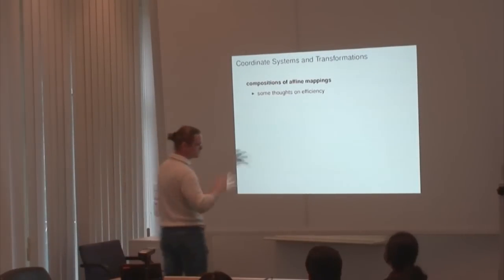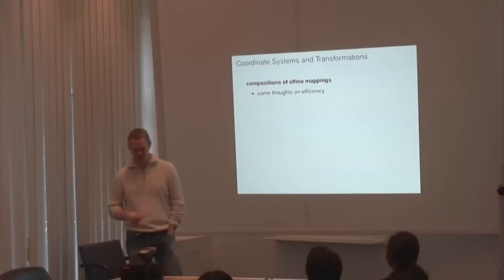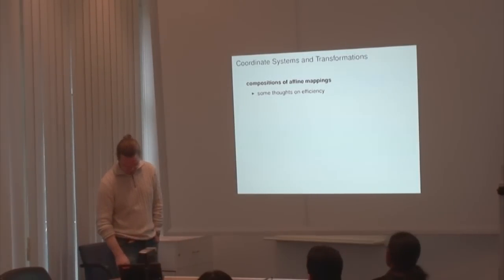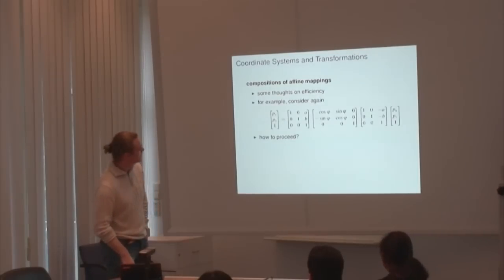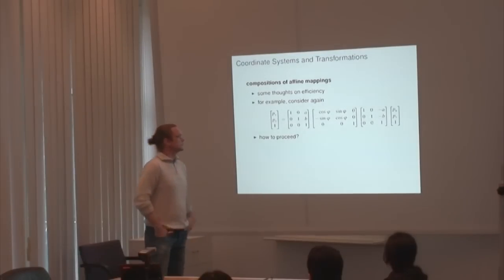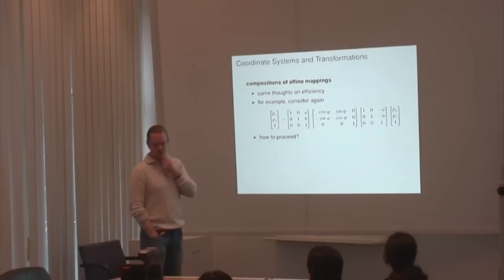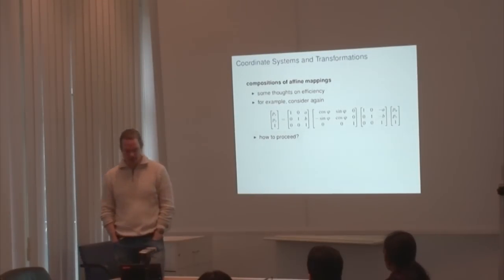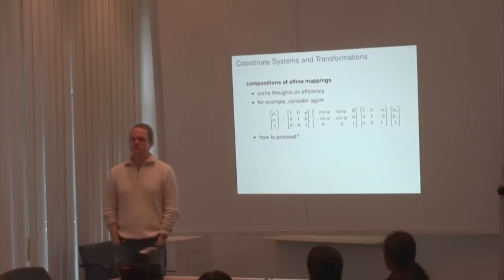Ever so briefly, let's talk about efficiency and how this would be done in practice. And let's discuss it by means of this example. This is the transformation we want to apply. We want to rotate something about a point AB, and we just discussed that this equation does the trick. How would we implement this on a computer?